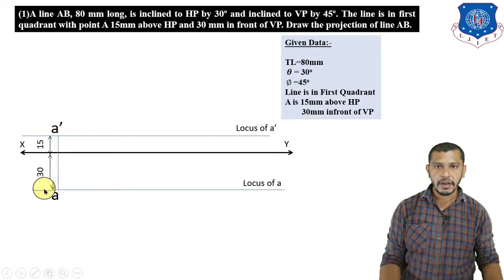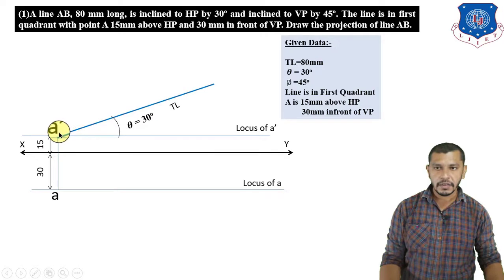After marking A dash and A, now we have to show a line having true length which is equal to 80 mm at theta angle and at phi angle. As we know that from A dash we can draw the theta angle, and we can show the true length at an angle theta. So draw a line at an angle of 30 degree from A dash and having length equal to TL. We can also draw this theta angle in the downward direction from xy reference line, but right now the line is in the first quadrant. So if the line is in the first quadrant, the point B will also remain in the first quadrant.